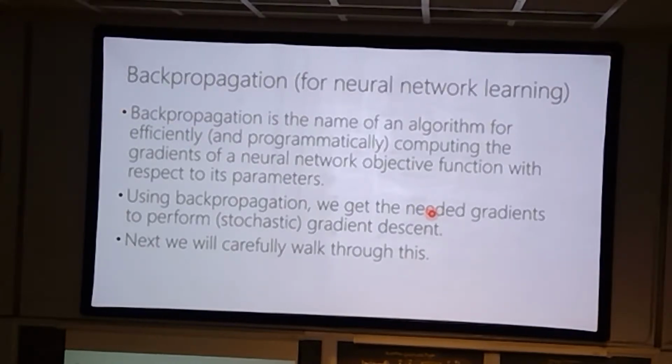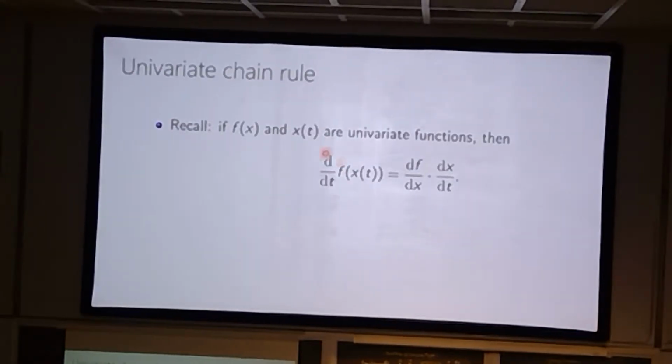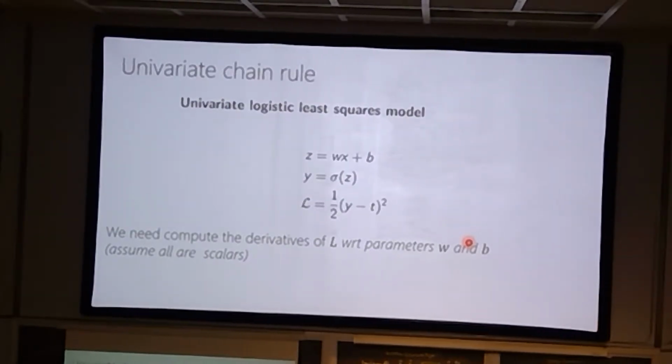Okay, so let's carefully walk through this. You're going to go through some of this in homework. So we're going to start with the basics and work our way up. Everyone here should know the univariate chain rule, but just to get warmed up, we have f of x and x of t, and that's the standard chain rule. I don't think we need to spend too much time on that.